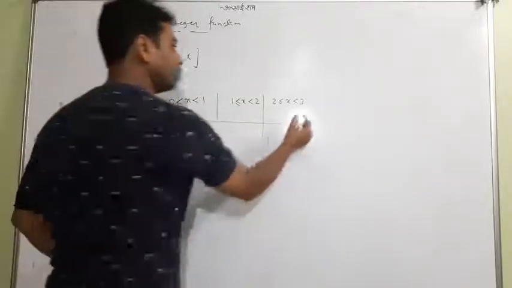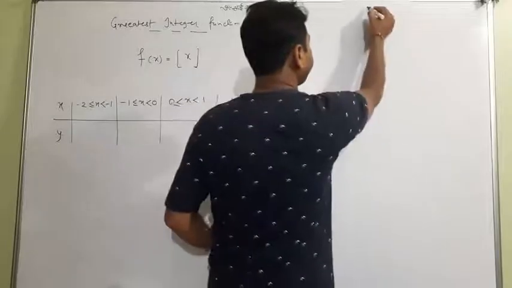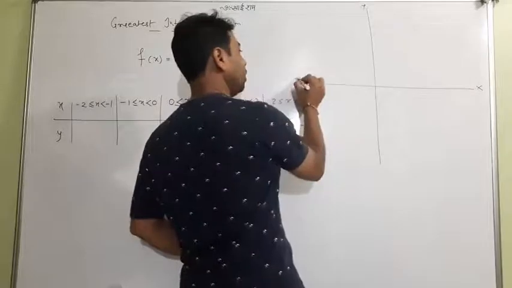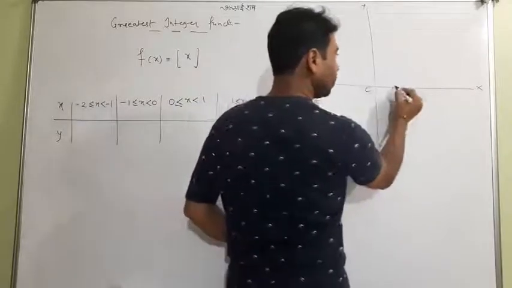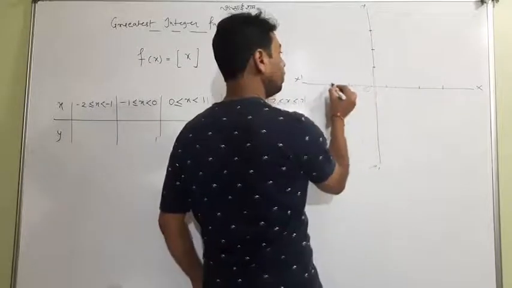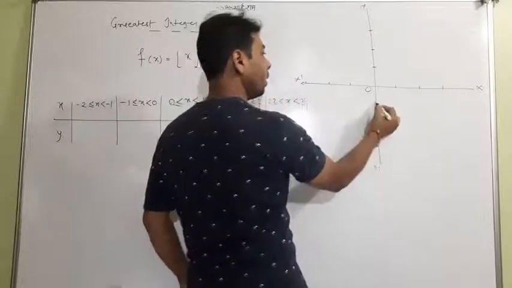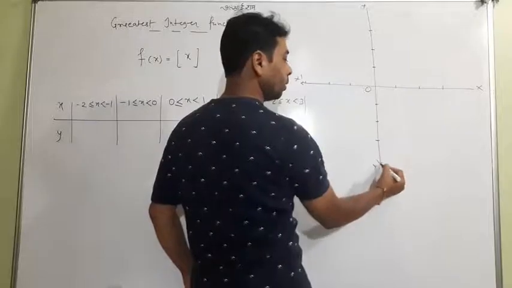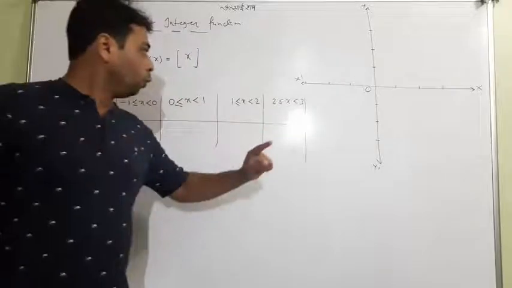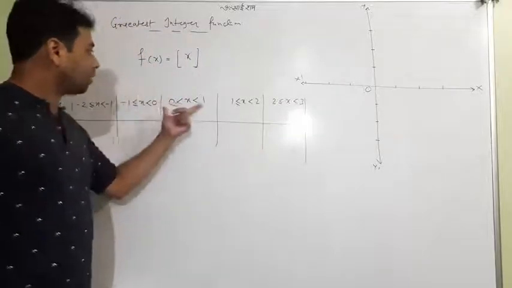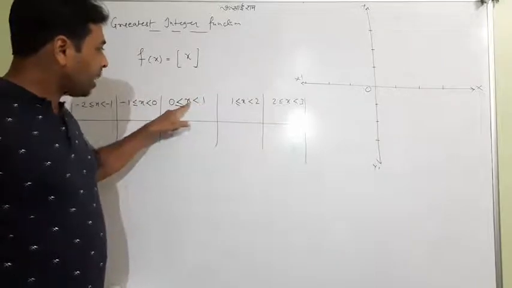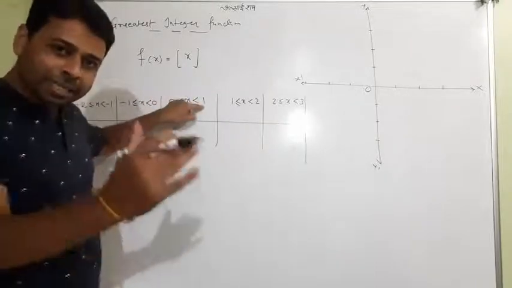Now, what is the answer? Very interesting. Look at the graph. X, y, x dash, y dash. This is 1, 2, 3, and the same on the other side. Okay. Now it's time to make the graph. Look clearly. I will just go from this particular value, 0 to 1, x greater than or equal to 0 and less than 1.